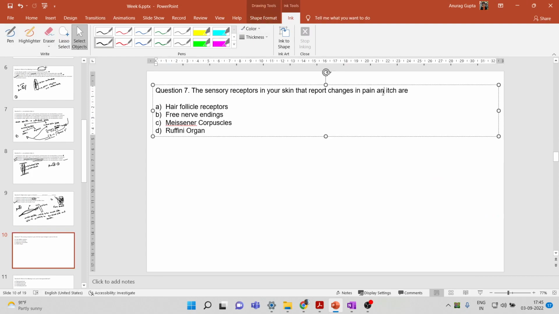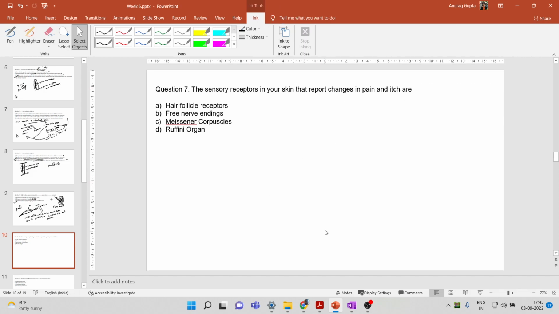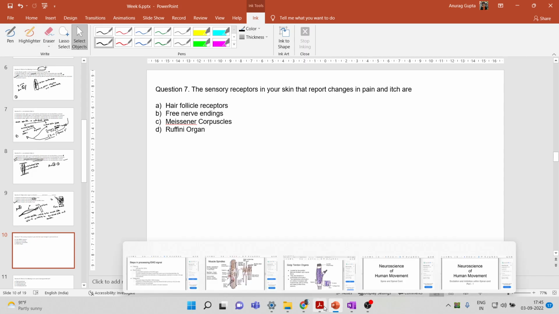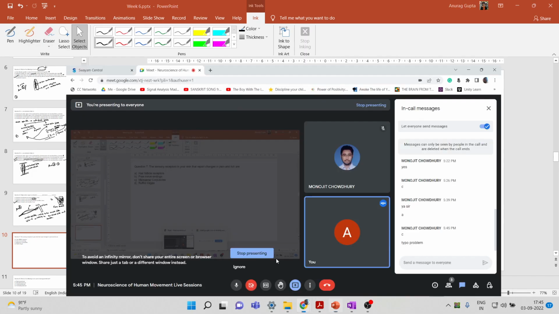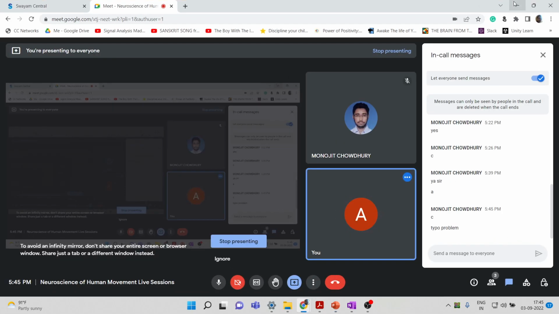Pain and itch, it should be "and". The sensory receptors in your skin that report changes in pain and itch are. Let's see. The response is C.